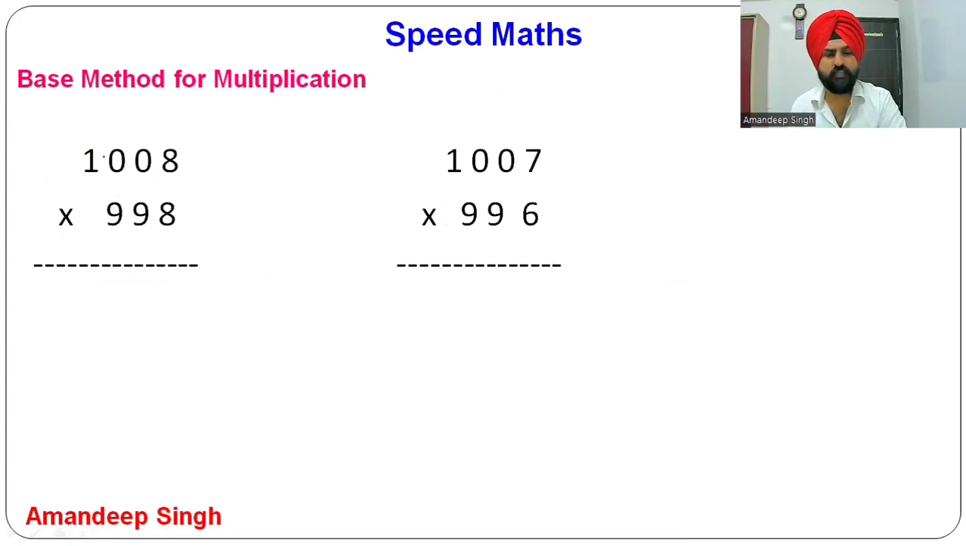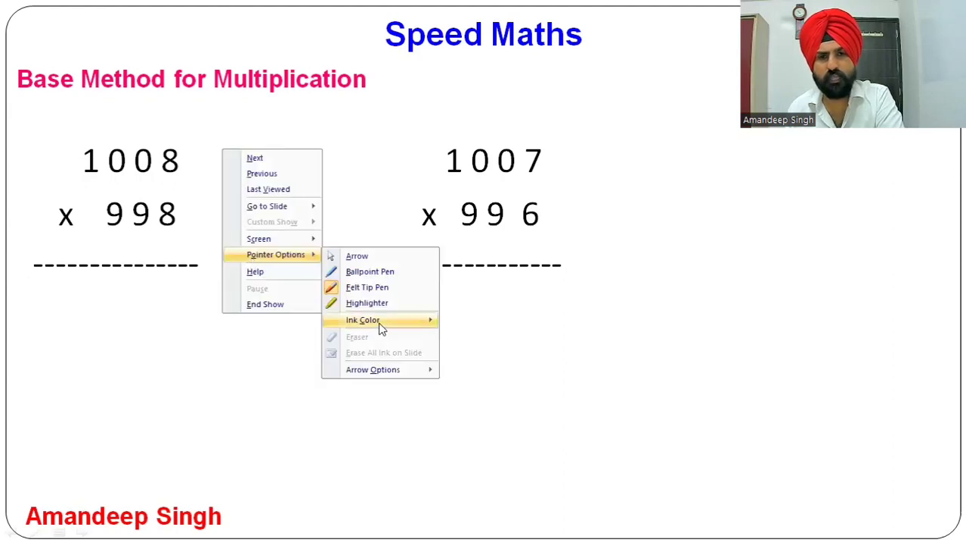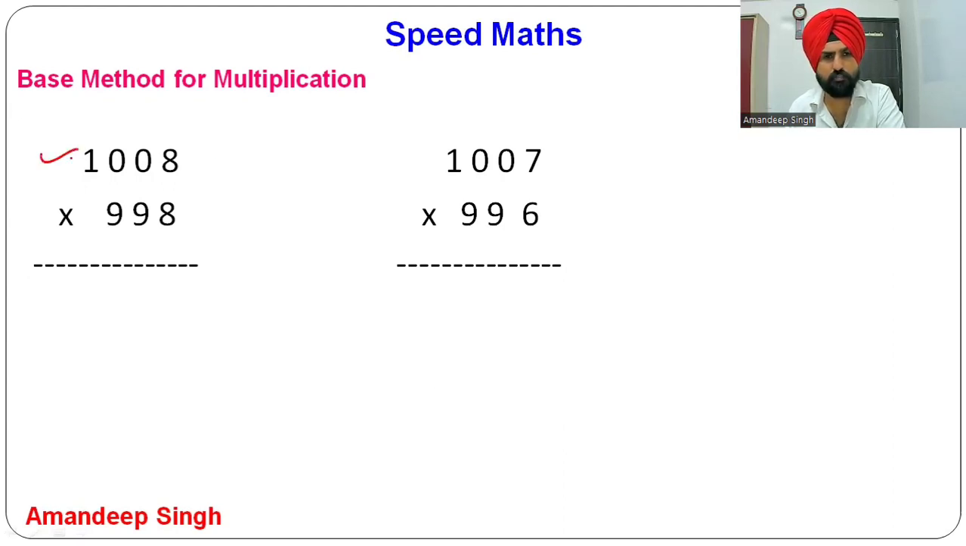What about there's a mix-up? So we have 1008 and 998. Don't worry. First number 1008. Identify the base for these two numbers. Are these two numbers close to 1000? Yes. So that's why my base is 1000. How much is this number more than 1000? It is 8. And how much is this number less than 1000? It is 2. So I will write +8 and -2.